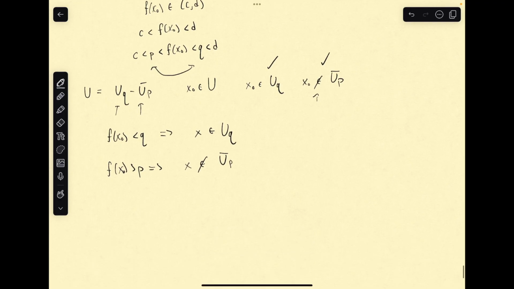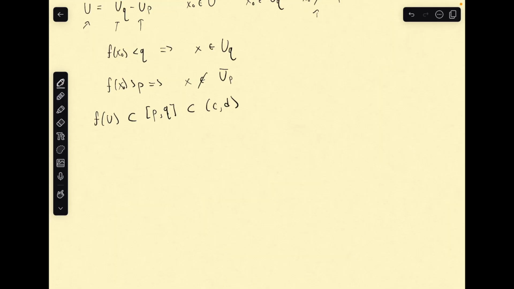And what's left to show is that the image of u under f is actually contained in this closed interval from p to q. And of course, this is contained in the open interval from c to d, which is what we were trying to show. So how are we going to do this? Well, we'll take x to be any arbitrary point in our neighborhood u, and then we want to show that f of x is less than or equal to q, but also is greater than or equal to p. So this will imply that f of u is contained in this closed interval, and then that's contained in the open interval.